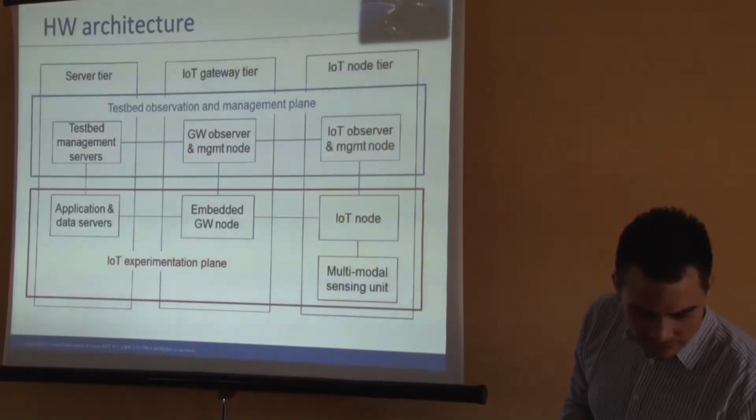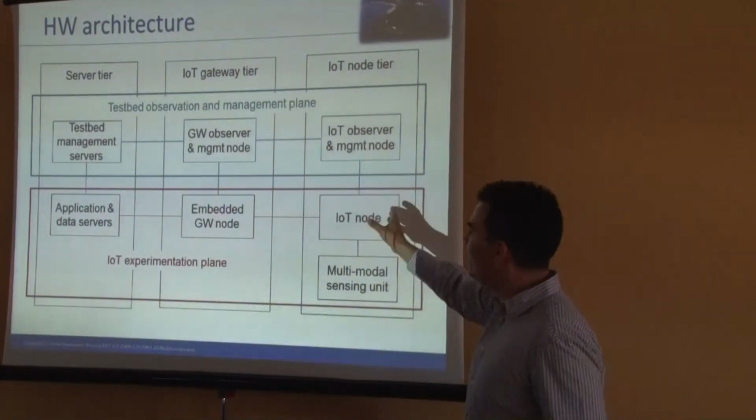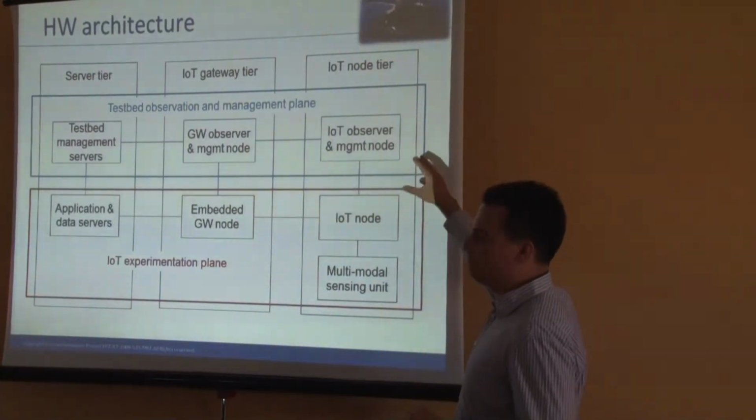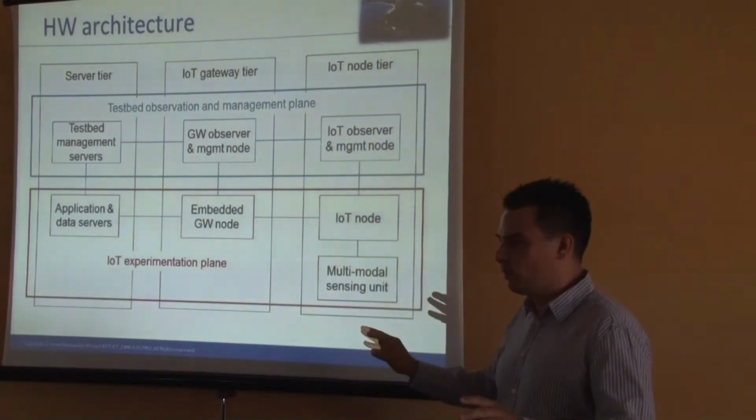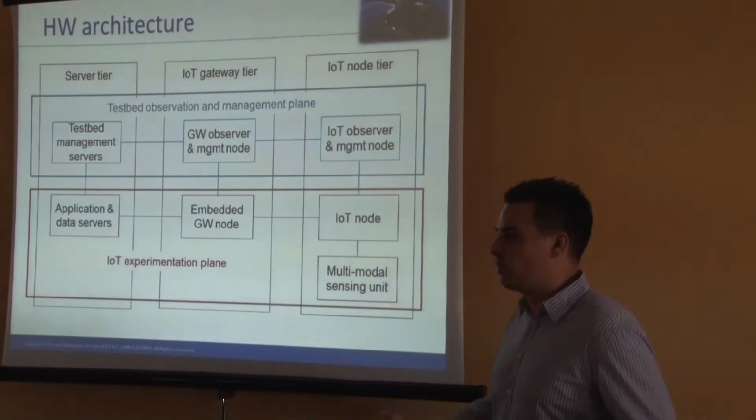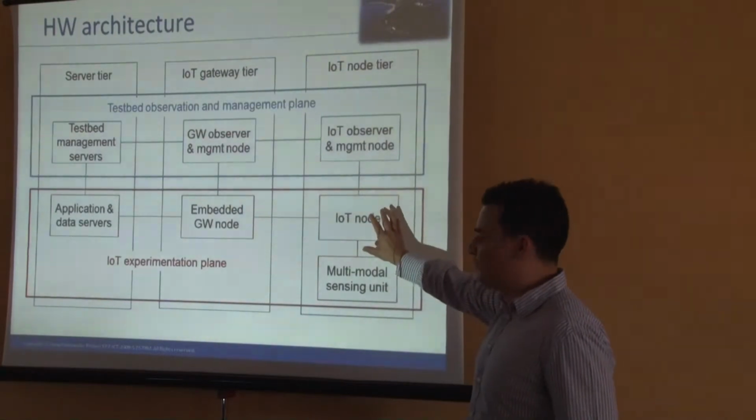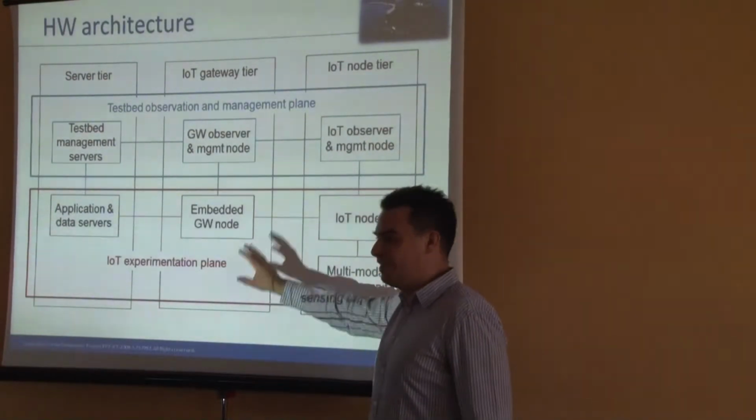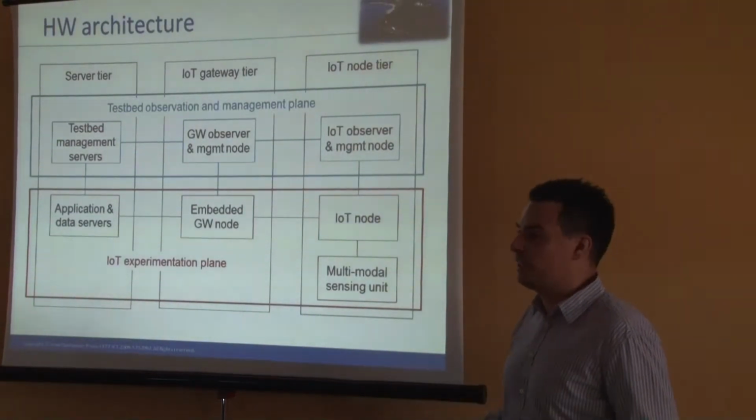Okay, so maybe to give you a little understanding, there are these 3 tiers: IoT node tier, gateway tier, server tier. And you can logically see there are 2 different planes. One is the IoT experimentation plane, and this is what you define. So it's up to you to specify, this is your experiment, this is your protocol, this is your service that you want to run. And your service may, for instance, have some application logic that sits on a sensor node. It may or may not have some logic that sits on a gateway node, and it may or may not have logic that sits on an application and data server.